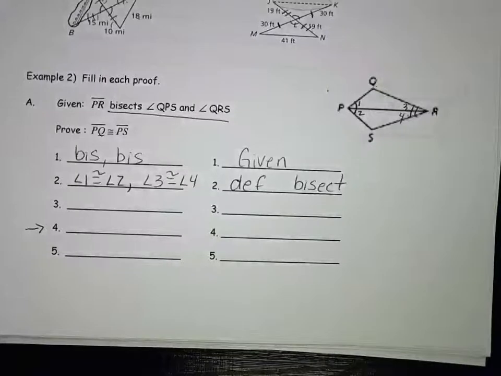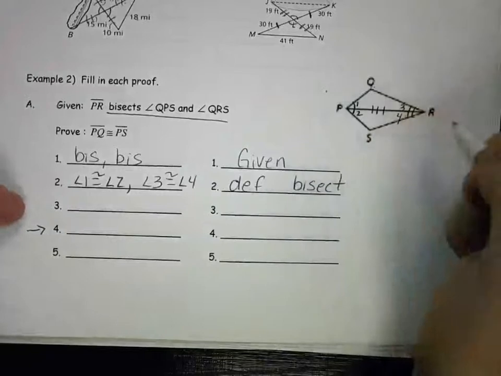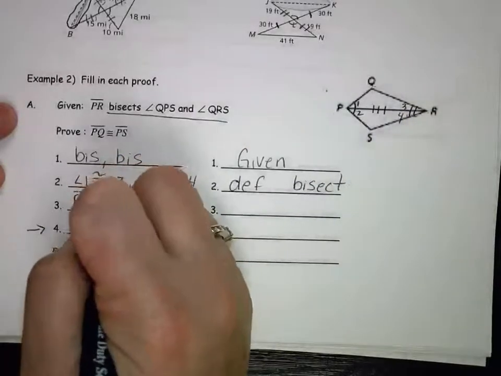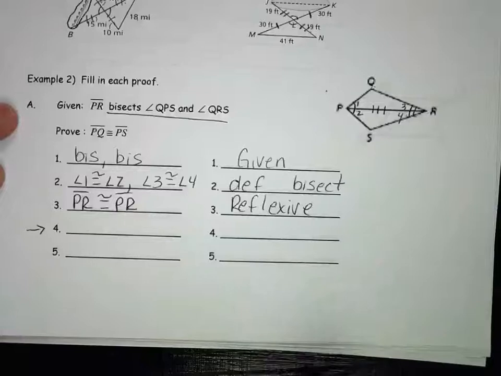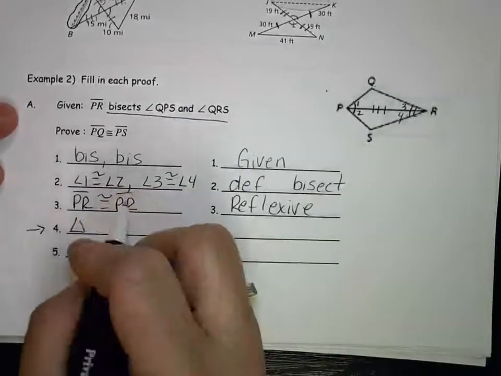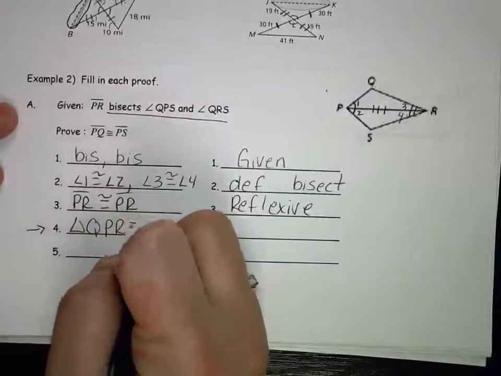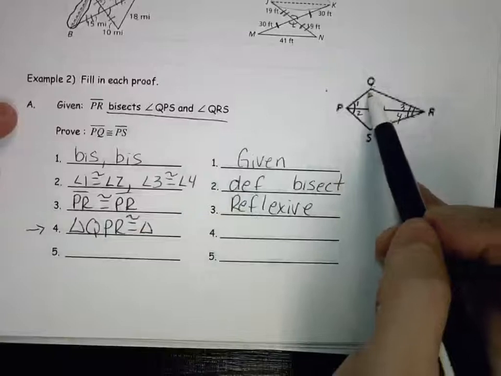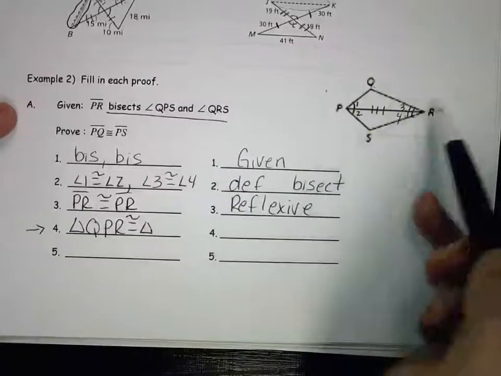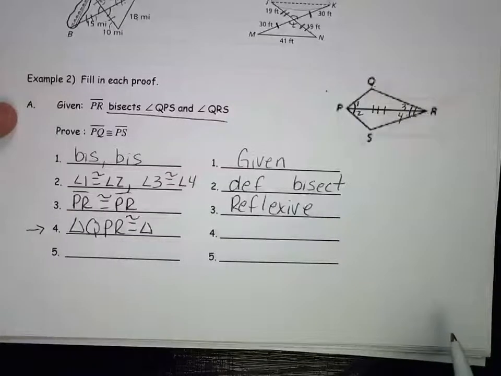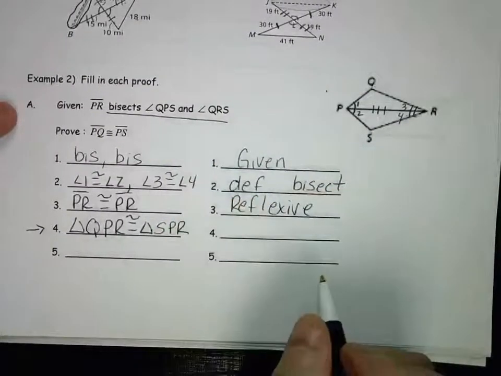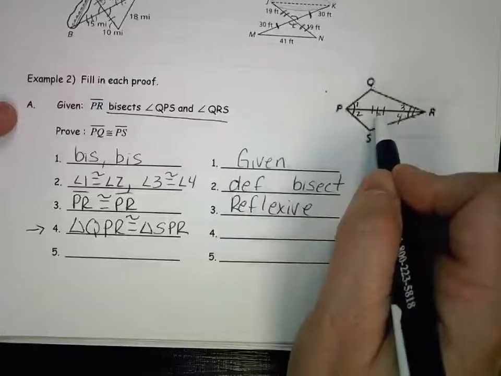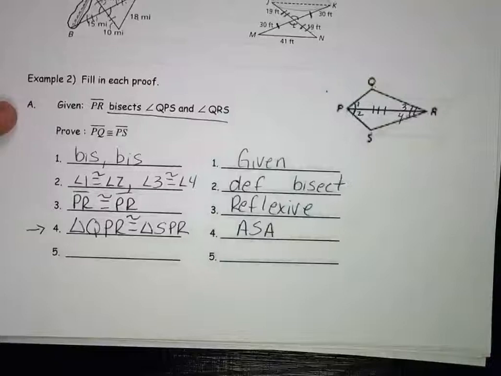We don't have anything else in our given, so we have to look at our picture, and we can see right here that PR is congruent to PR by the reflexive property. And then we can say triangle QPR is congruent to. Now if I pick QPR, you have to pick your next triangle in a certain order that will match up with SPR. And our reason for that will be angle, side, angle. So up to that point is exactly the same thing we did yesterday.